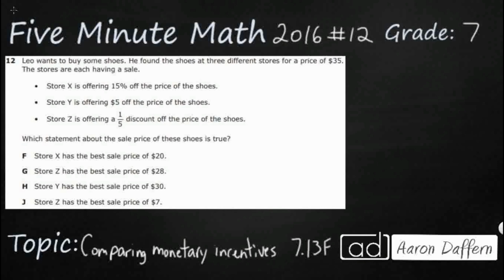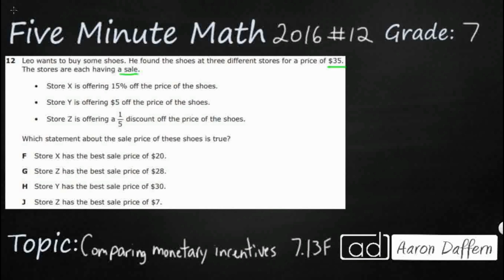So we've got Leo, and he wants to buy some shoes. He finds shoes at 3 different stores. They're each priced at $35. But here's the thing. They're each having a sale. And you notice that they've kind of labeled their sale differently. So we've got store X, store Y, and store Z.